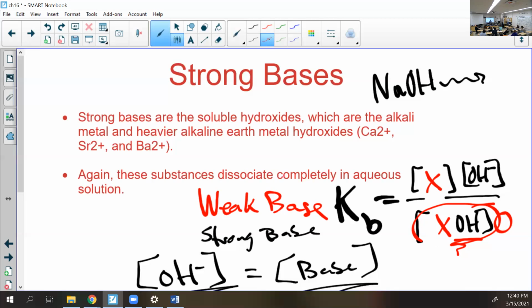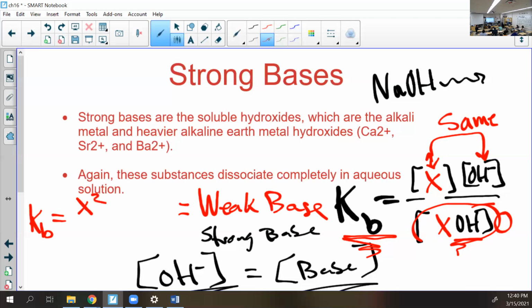Okay, so when we have the Kb for a weak base, these two numbers will be the same. That just annoys me. It just makes too much noise. All right, these are the same. Remember that? Because they dissociate in a 1-to-1 ratio. So just like acids, what does this really become? I'm going to write over here. The Kb for a weak base will be equal to X squared over the initial concentration.